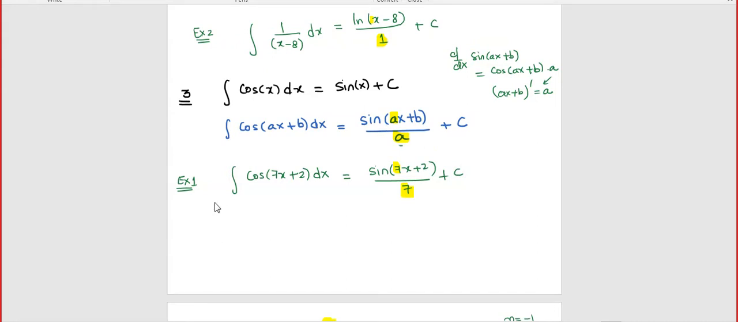Okay, another example, say integration of cosine of x minus 7. So remember that this argument, the angle of the function, remains the same. So sine of x minus 7 over 1 plus c. It's not mandatory to write 1 every time.